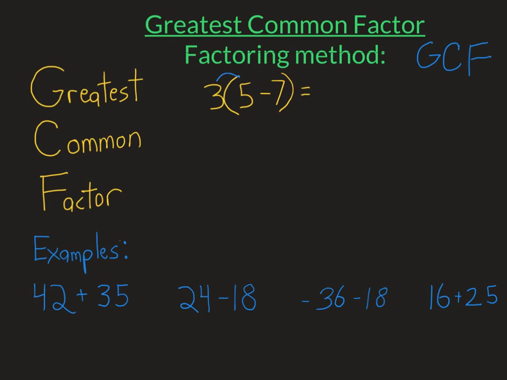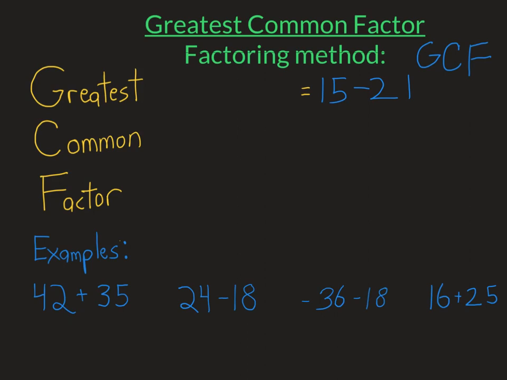So if we started with a distributing type problem, we'd have 3 times 5, 15, and then 3 times the negative 7, negative 21. So what if we started there and we didn't have this guy to work from? We want to get back to the 3 times the 5 minus 7. Let's just get it out of the way so we can see if we can do it on our own.